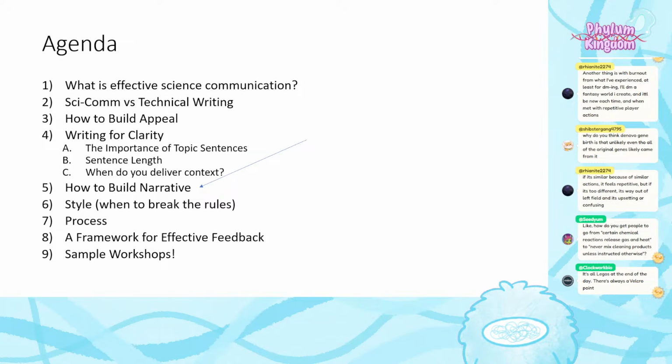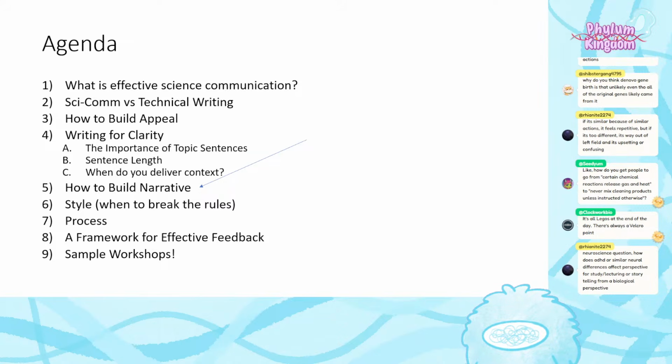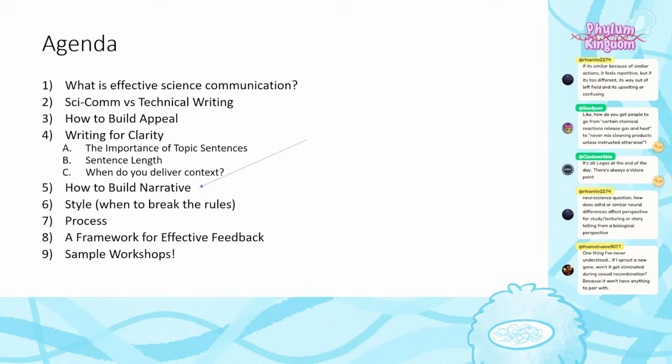How do you get people to go from certain chemical reactions release gas and heat to never mix cleaning products unless instructed otherwise? I think you just have to spell it out. If you're making content about that reaction, then you can title it something like dangerous chemical reactions. People will click on something like that. It's got that pathos appeal. It's very emotional, it's very dangerous. And there's this concept called repetition legitimizes. You can end with the chlorine story, the bleach story about never mixing gases with other things, but do 8 other examples building up to it. That repetition will legitimize that connection. Repetition legitimizes.